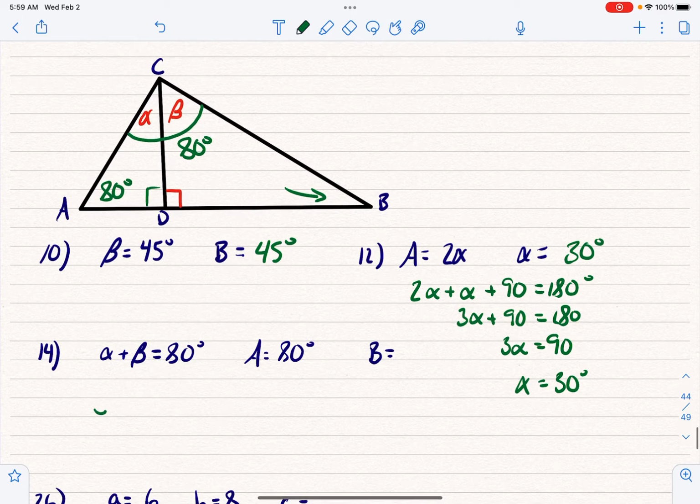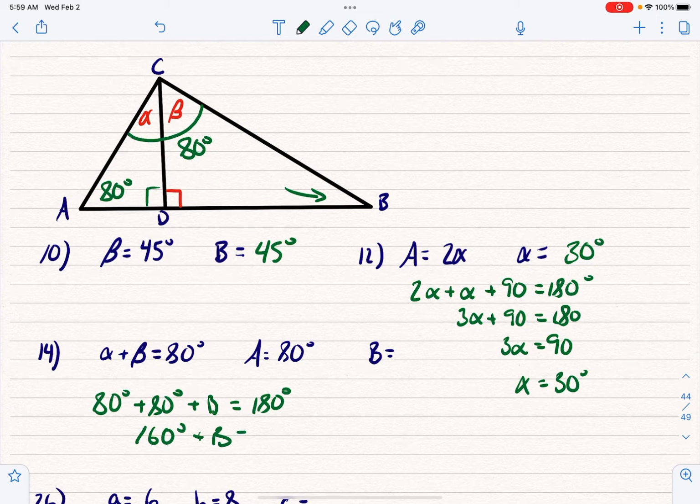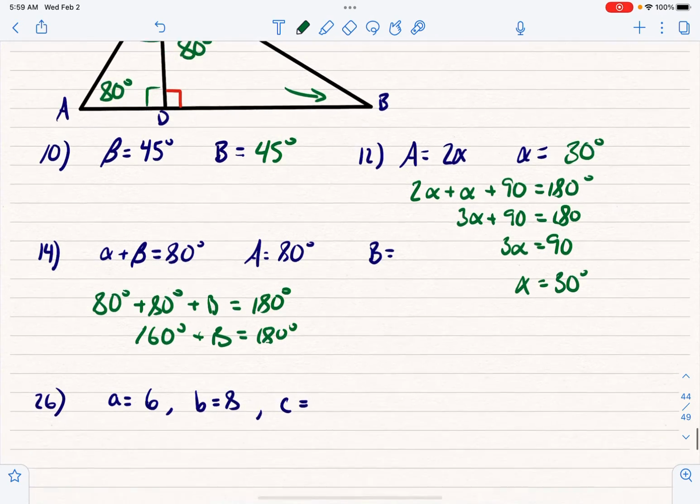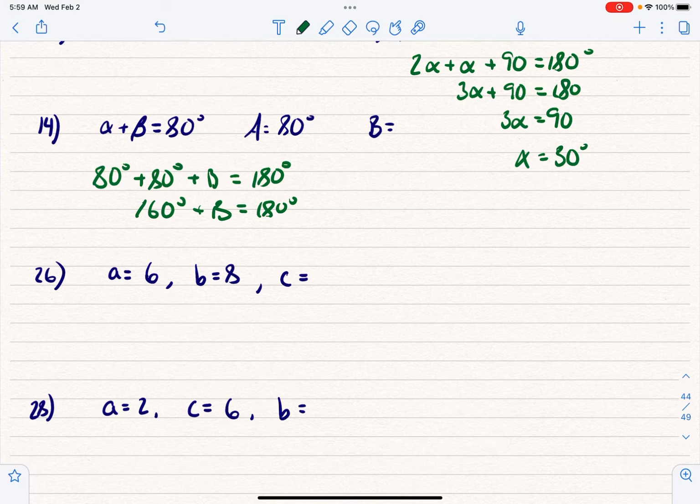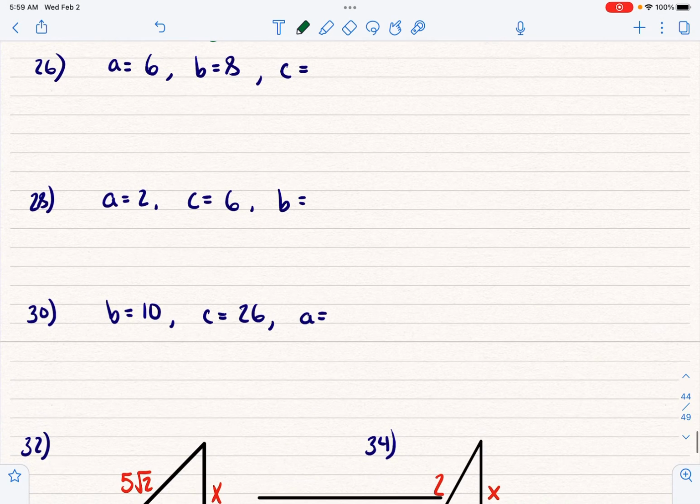And so what we're saying is we'd have an 80-degree angle plus an 80-degree angle plus whatever B is, and that would all have to add up to be 180. Well, this is 160 plus B is equal to 180. You could subtract the 160 from both sides, and you get that B is equal to 20 degrees. It's that simple. All right, let's move on to the Pythagorean theorem, okay?